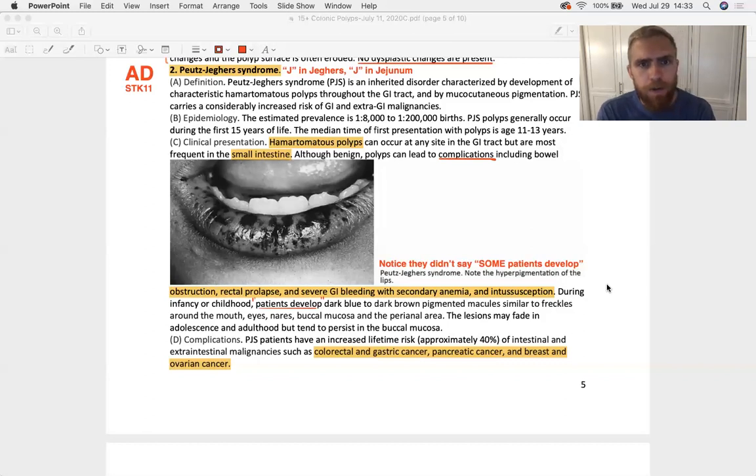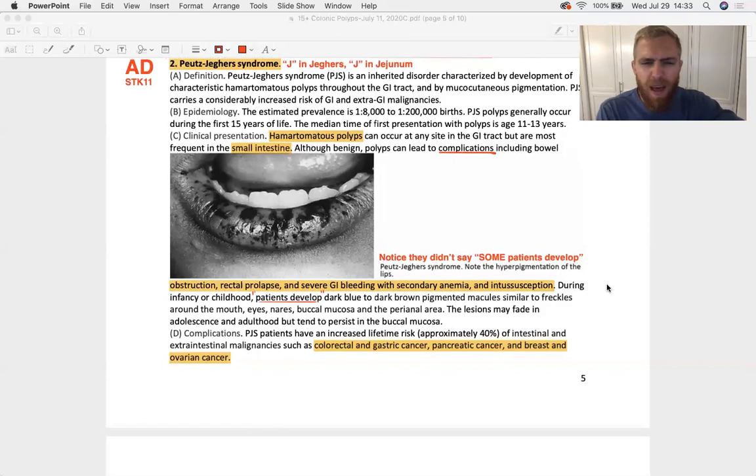Back to Peutz-Jeghers. Because this is the only one that's got small bowel involved in this SDL, I was remembering it with there's a J in Jeghers, there's a J in jejunum, and that's good enough for me. And you're also going to remember the blue to dark brown pigmented macules around the mouth, the eyes, the nares, and the buccal mucosa. This is the only thing in this SDL that does this. You're going to spot this from a mile away.